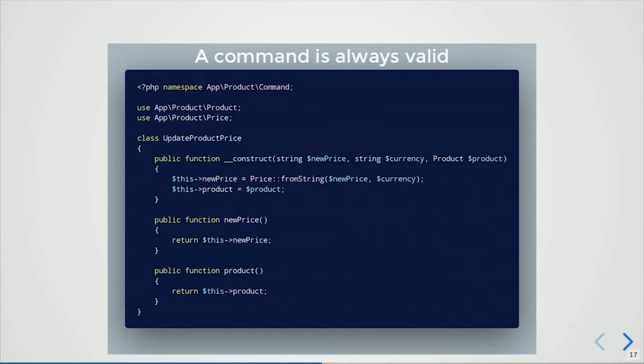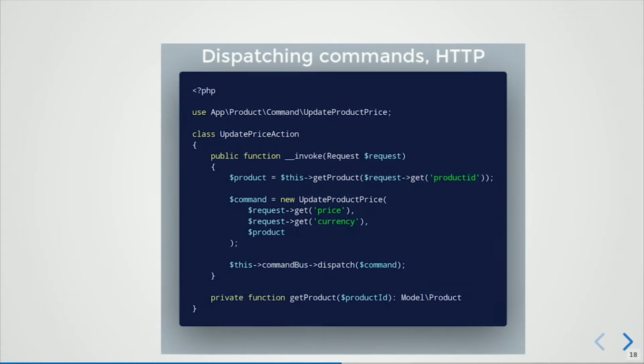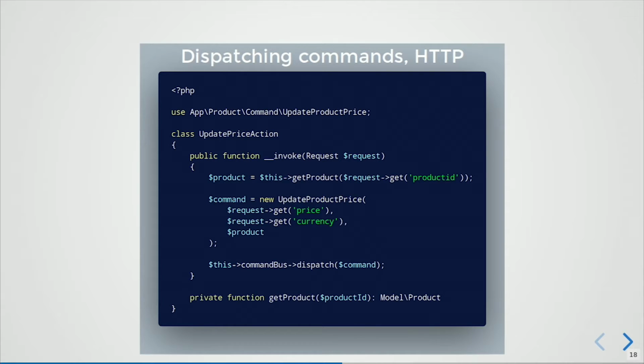So, as I said before, assign it to some properties, make them available through getters for the outside world. Once you want to dispatch a command, you get the stuff you need, for example, in an HTTP controller, the stuff you need from the request, and create the command object. Okay, there's a try-catch block missing here, in case the creation of the update product price command fails. But if it's created, dispatch it on the command bus. The command bus will find the appropriate command handler and tell it to do its job.